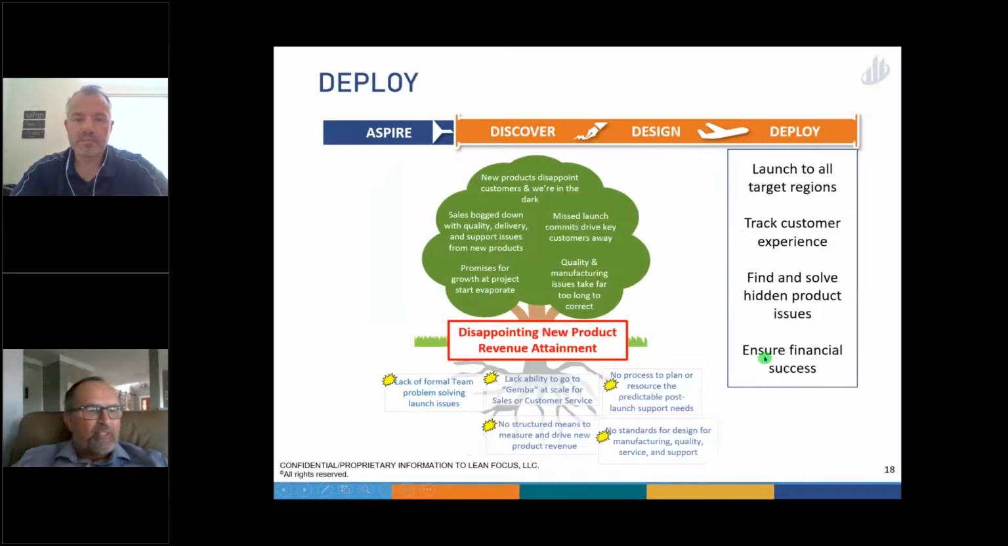And then finally, let's move on to the last section, which is deployment. What are some feelings you might have? The new products disappoint customers, and it's really confusing the first 6 months. We talked about that a little bit earlier. Or, the promises for growth revenue at the start of a project evaporate, and the entire project turns into cannibalization. All we do is replace the last version of the product that we had, and we're not growing.